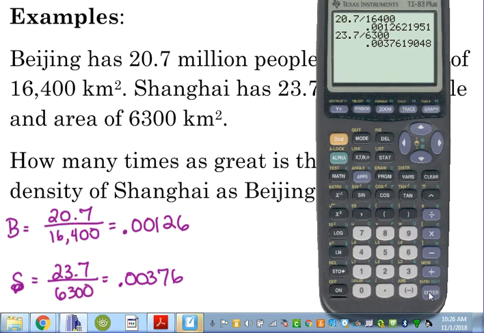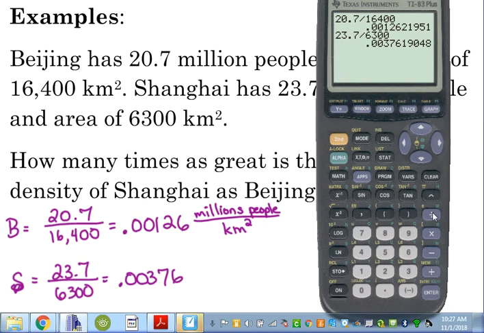Okay, so what is this saying? There are that many million people per square kilometer. That many millions of people per 1 square kilometer. Now, I know that decimal doesn't look very big, but if we think about millions, right? Move that decimal how many places? 6 places. And that'll tell you how many people are per square kilometer.